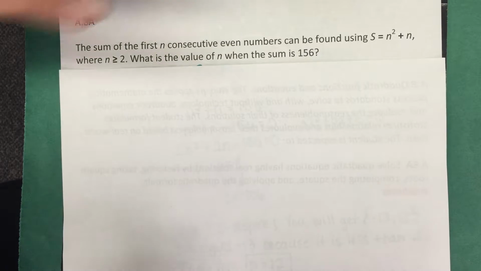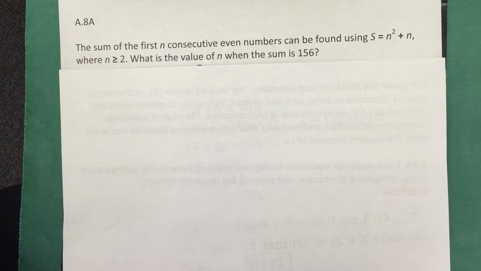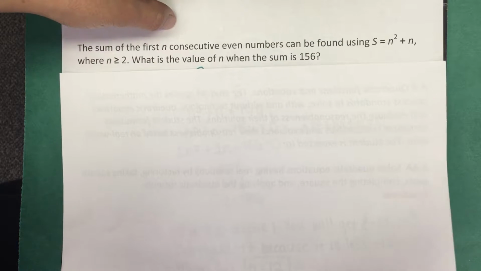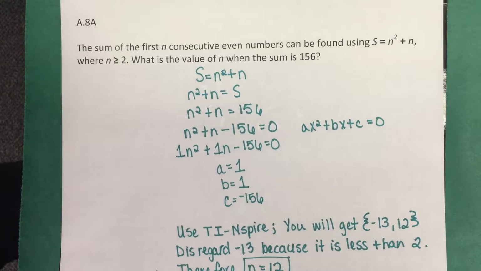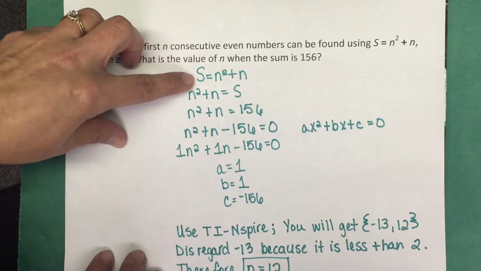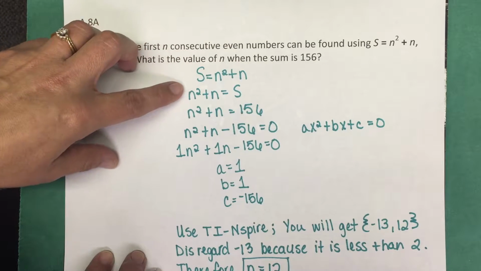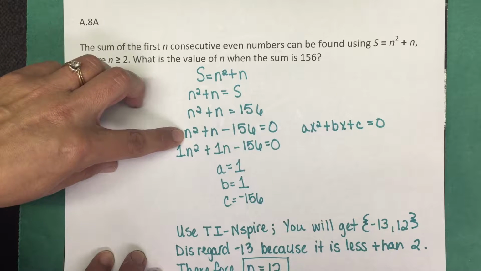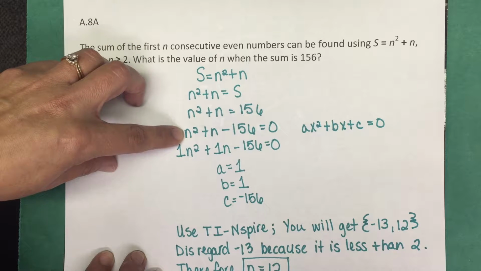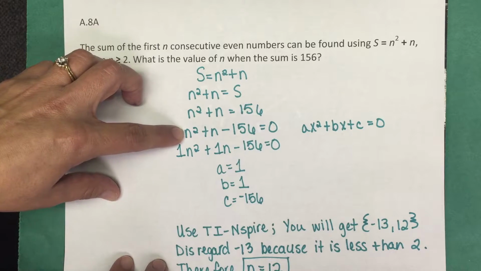In this video, I'm going to show you how to use the TI-Nspire to solve a quadratic equation. We still have to do a little bit of algebra. Here's the equation that's given in the video. We're going to rewrite the equation in standard form and get n squared plus n minus 156 equals 0. Set it equal to 0 because we're going to solve.